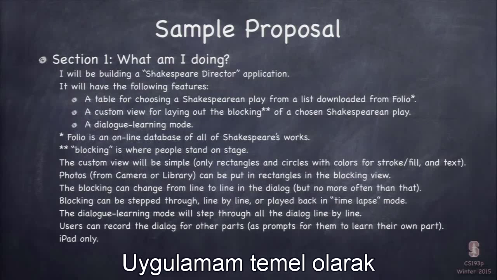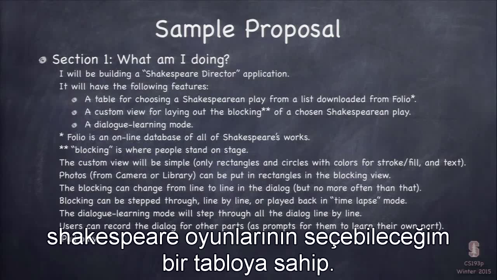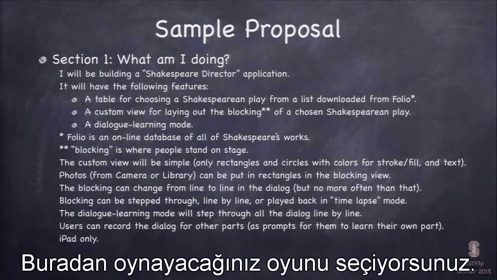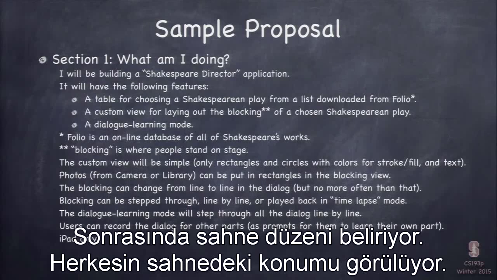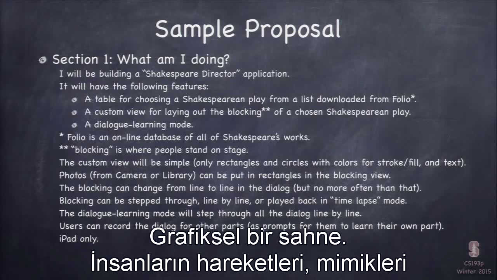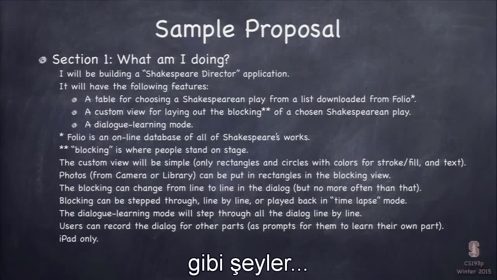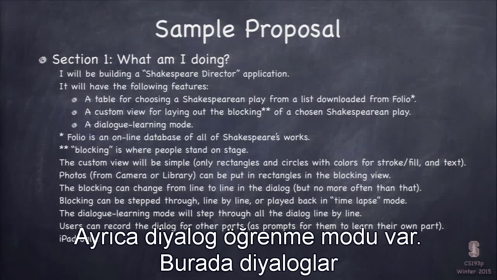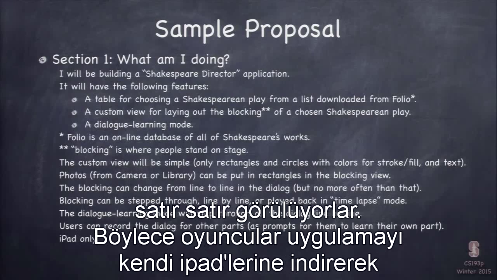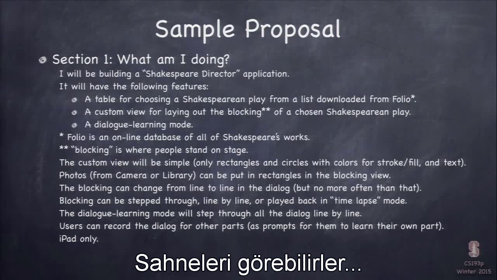It's basically going to have a table for choosing a Shakespearean play, so you can pick the one you're doing, and then it will let you lay out, as the director, the blocking, which is where everyone stands on stage, on a little graphical stage. So I'm going to have a draw rect there, and gestures so I can move things around. It's also going to have a dialogue learning mode where it shows the dialogue line by line, so that actors can have their own iPad while they're learning their lines, and they'll see their blocking and their lines right there at the same time.